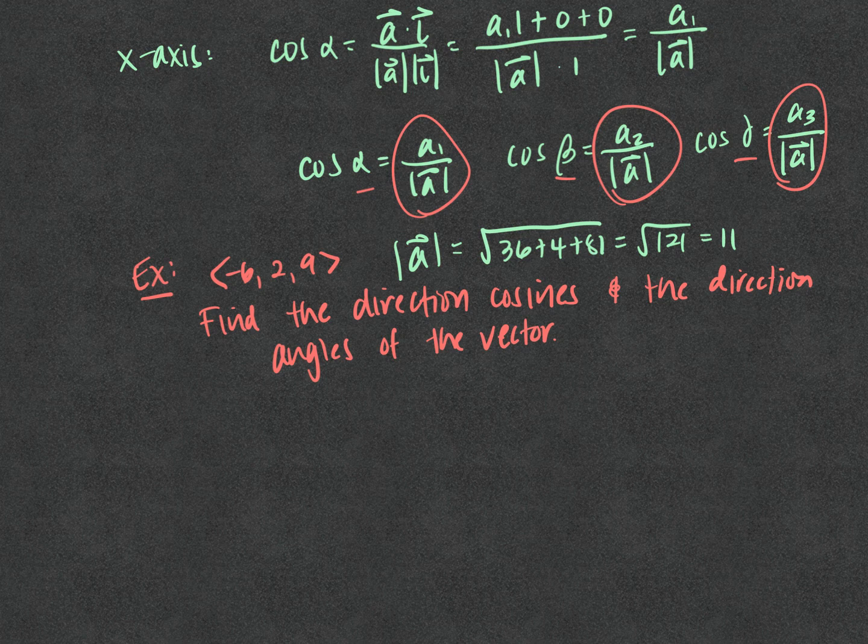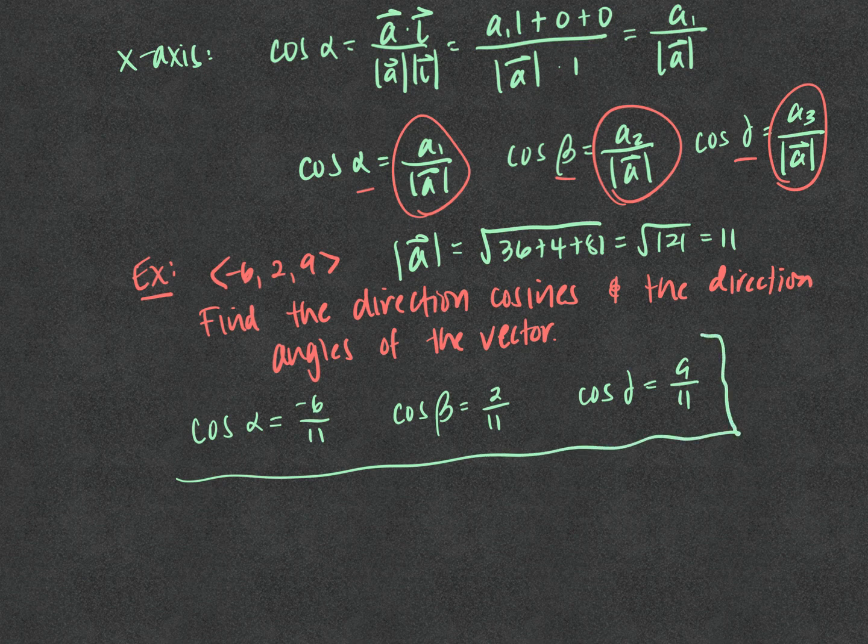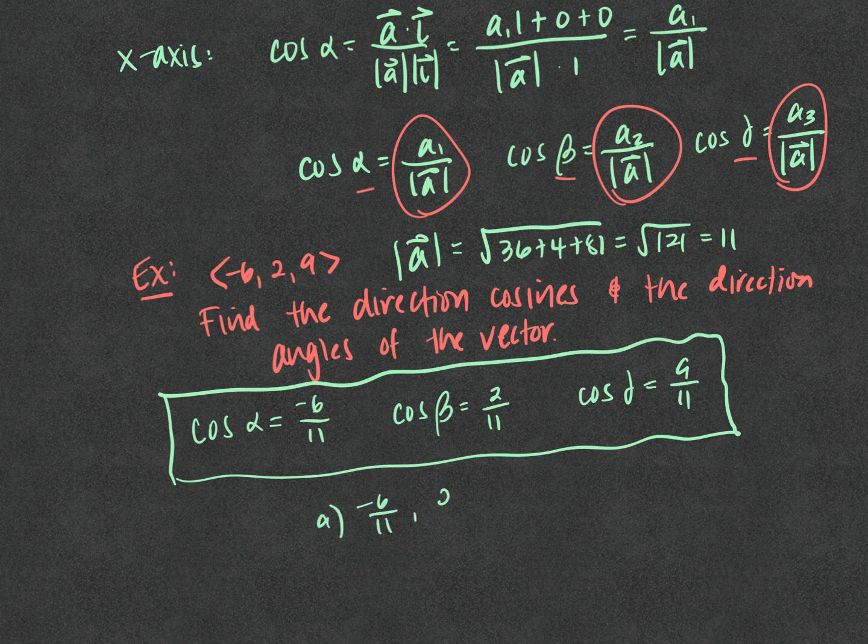All right, cosine of alpha equals our first component, -6 over 11. Our second one is cosine of beta, the second component, which is 2 over 11. And our third one is cosine of gamma, which equals 9 over 11. Now, these are your direction cosines. I like the answers better that way, but in WebAssign, they're going to say part A is -6 over 11, 2 over 11, 9 over 11.